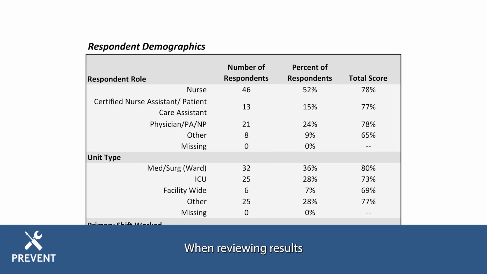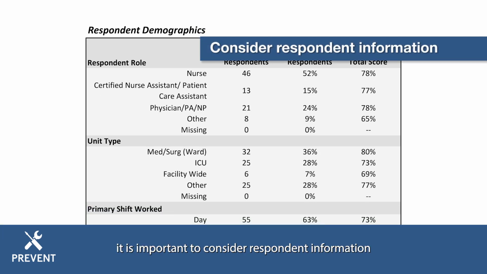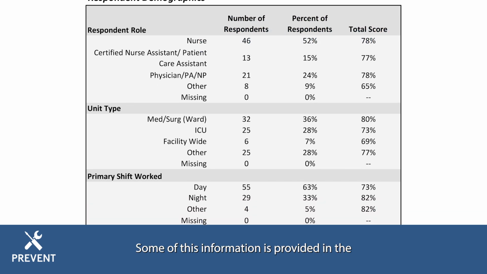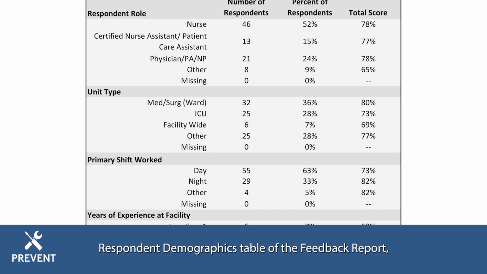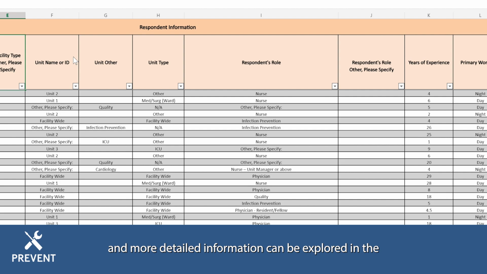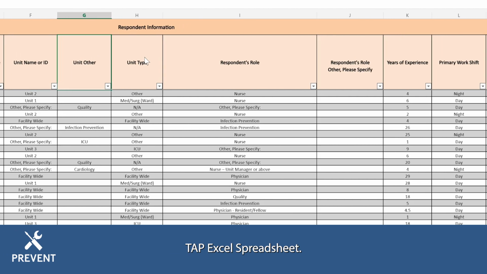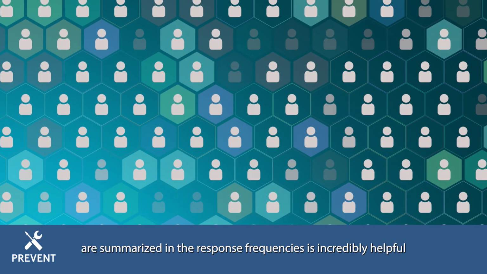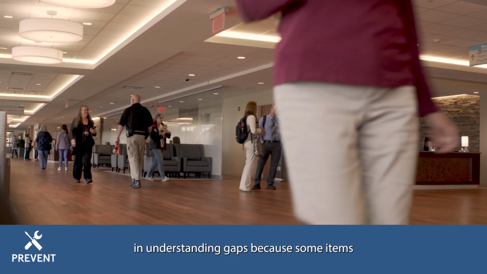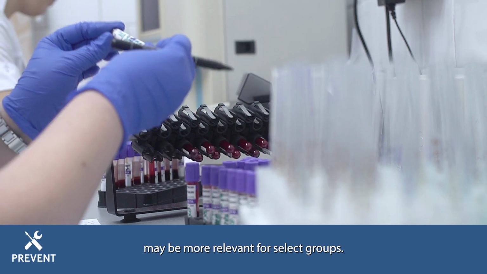When reviewing results, it is important to consider respondent information, such as role, unit, and unit type. Some of this information is provided in the respondent demographics table of the feedback report, and more detailed information can be explored in the TAP Excel spreadsheet. Being aware of what type of respondents are summarized in the response frequencies is incredibly helpful in understanding gaps because some items may be more relevant for select groups.